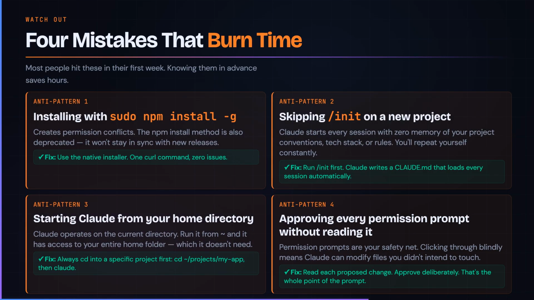Mistake 4. Clicking yes on every permission prompt without reading it. Those prompts exist for a reason. They show you exactly what Claude is about to change. Click through blindly, and you lose the safety net. Read each proposed change. Approve deliberately. That's the entire point of the prompt.